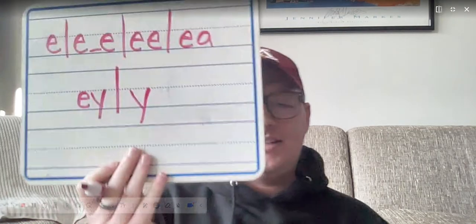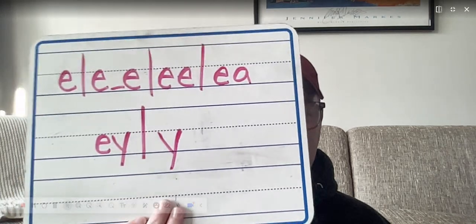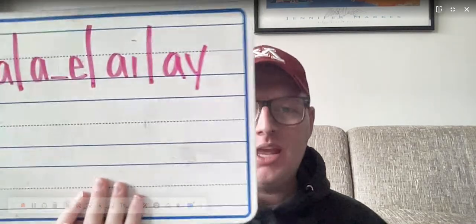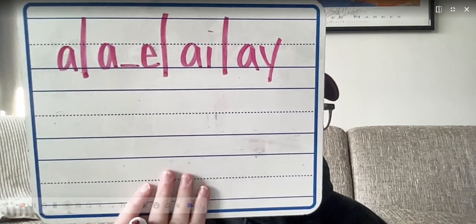I have 6 different ways to spell that long E sound. If your board looks like mine, you are correct. Go ahead and erase that, and the next sound I would like you to spell is the long A sound. I have 4 different ways to spell that long A sound. Good. Go ahead and erase that board, and go ahead and try the next sound.